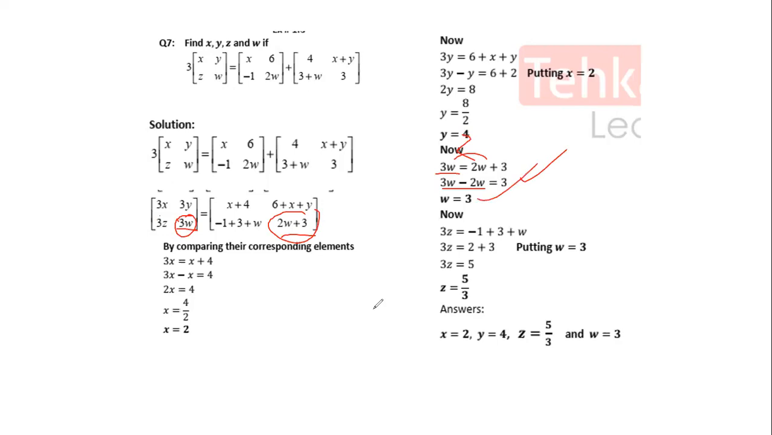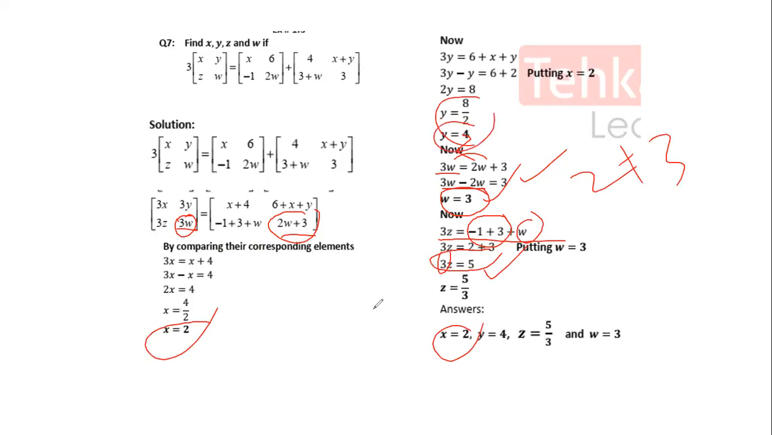So now taking this one, 3z is equal to this one. We have the value of w, which we have calculated there. So just replace the value of w in this equation. You know minus 1 plus 3 is only 2, and this z is given, which is 3. So that's the value of 3z, which is 5. Now dividing both sides by 3, we are getting 5 by 3. So all the values are done. x is 2, y is 4, z is 5 by 3, and w is also equal to 3.